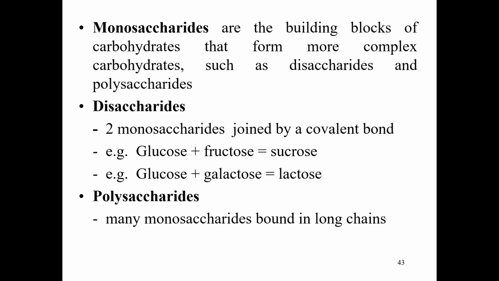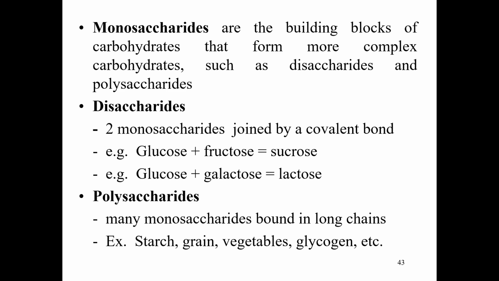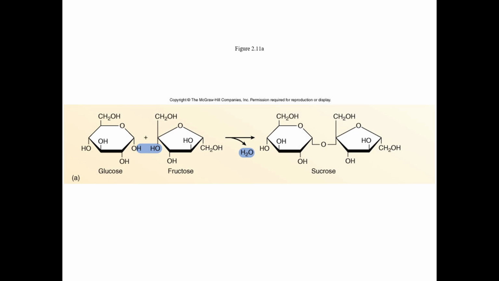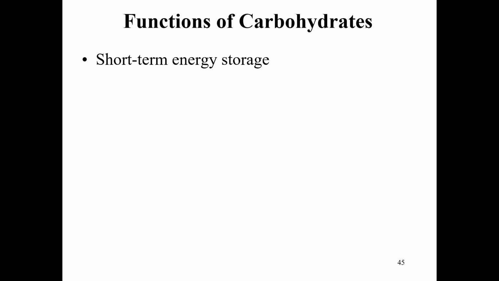Please take note that table sugar and blood sugar are different. Blood sugar is glucose, table sugar is sucrose. Sucrose provides both glucose and fructose. And when you combine multiple monosaccharides, they form long chains. These are called your polysaccharides. Examples of long chain polysaccharides are your starch and glycogen. So this is an example of your bonding. What are the functions of carbohydrates?